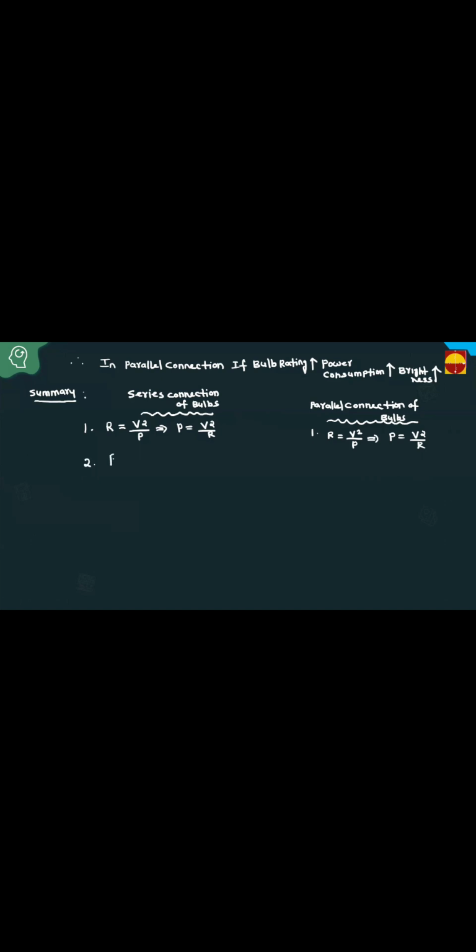Next, the total power consumption in series is P1 P2 by P1 plus P2. If more bulbs are connected in series, it is 1 by P1 plus 1 by P2 plus and so on. Then in parallel, the total power consumption equals P1 plus P2 plus and so on, for any number of bulbs. In series, power consumption is inversely proportional to the rating of the bulb. But here, power consumption is directly proportional to the rating of the bulb.